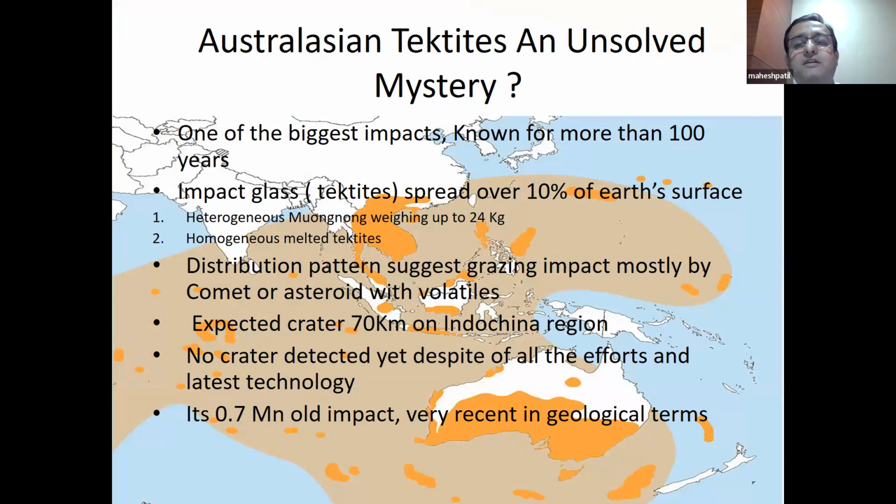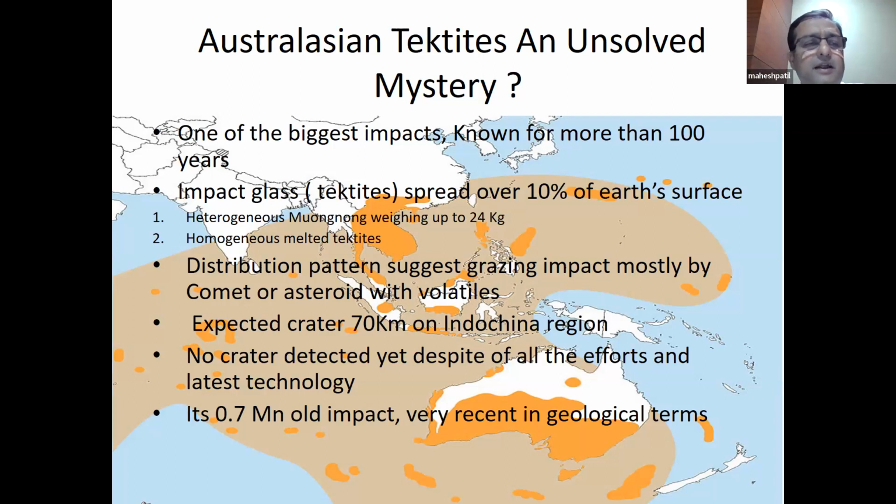So right now we are discussing Australasian tektites. If you look at the map behind, they are spread across the entire Southeast Asia till Australia, and even in the Indian Ocean, some of their fragments have been reported. So this is a known fact for more than 100 years. Tektites are spread over 10% of Earth.